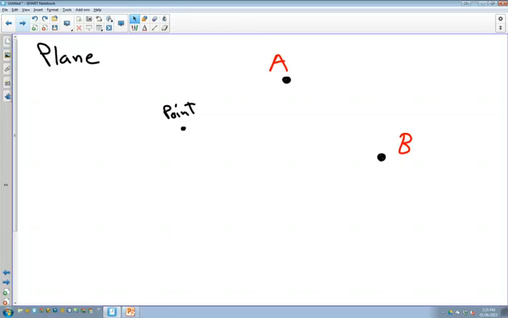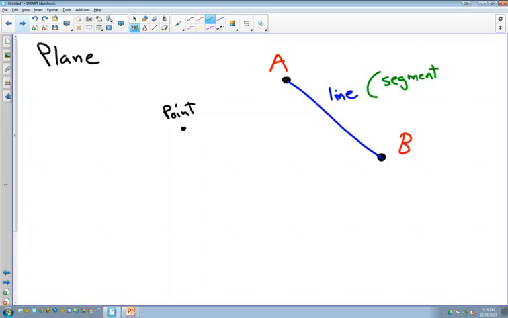The next thing I can do in geometry that's so simple is travel the shortest distance between the 2 points, and that's called a line. Okay? Specifically, this is a line segment. It could also be a ray or a line itself. I'm not going to get into the specifics of that. We just have a line.